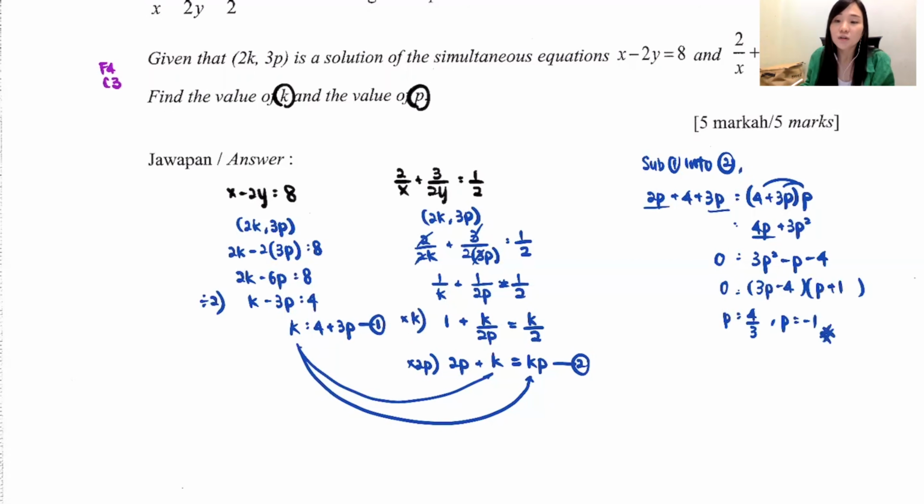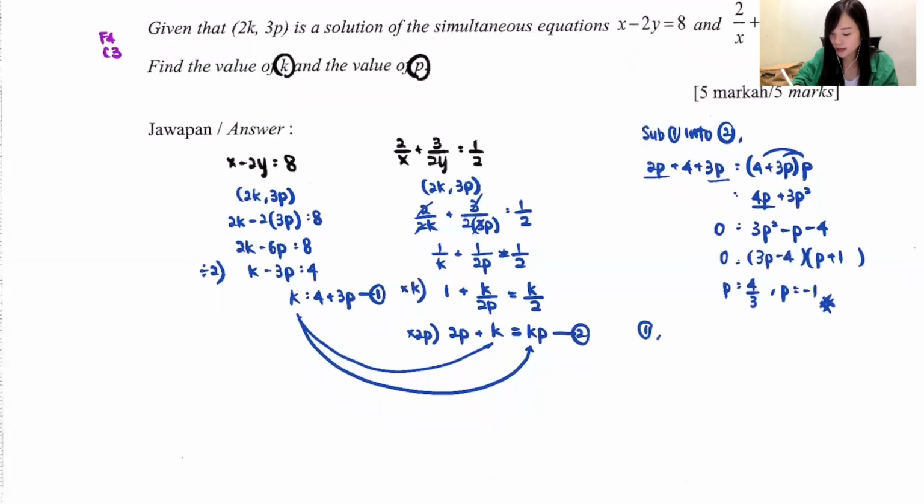Done. Will I stop here? No, they're asking for K and P. After finding P, remember to find back your K. How do we find back the K? Substitute back. If you like equation 1, substitute back into equation 1. If you like equation 2, substitute back into equation 2. I'm not too sure whether I'm too fast compared to what my previous video did.